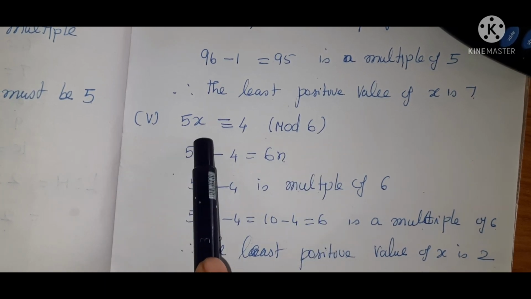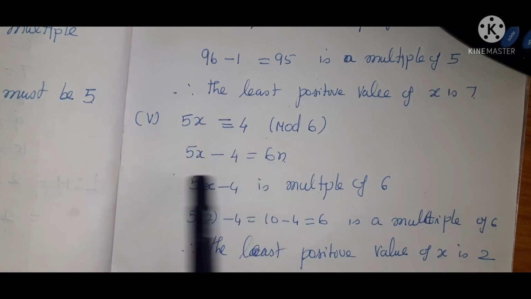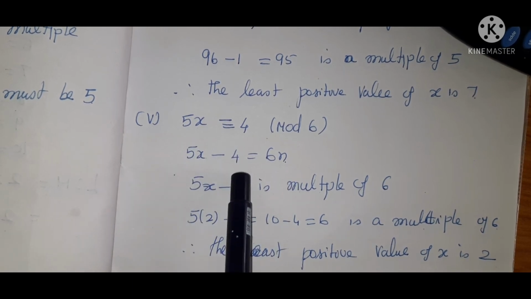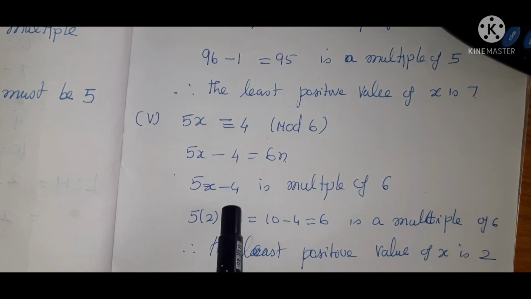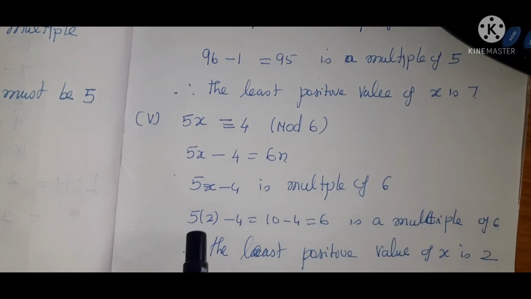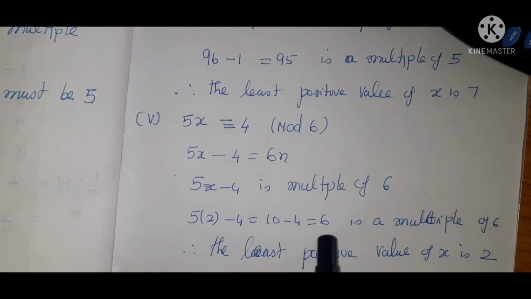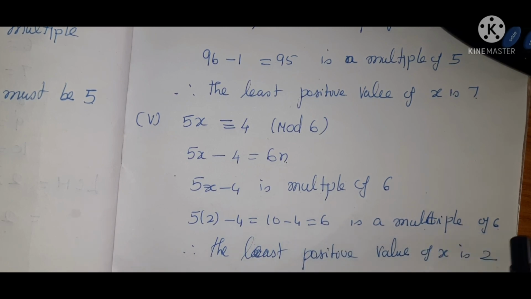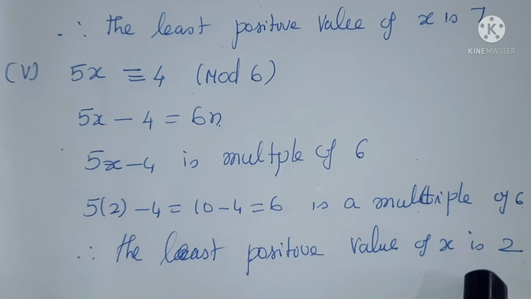Fifth one, 5x congruent to 4 mod 6. Here 5x is the dividend, 6 is the divisor, 4 is the remainder. It can be written like this: 5x minus 4 is equal to 6n, n is an integer. 5x minus 4 is a multiple of 6. 5 into 2 is 10, minus 4, 10 minus 4 is 6, which is a multiple of 6. Therefore, the least positive value of x is 2.